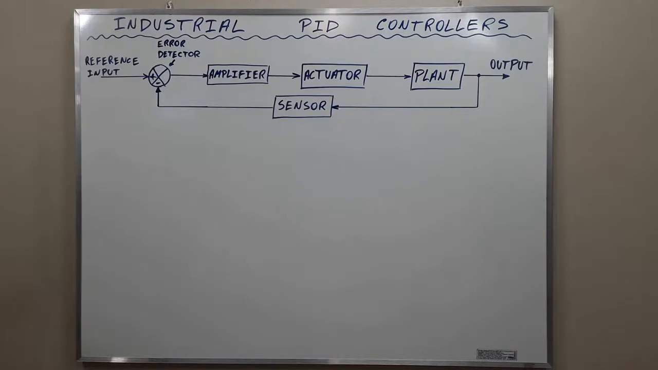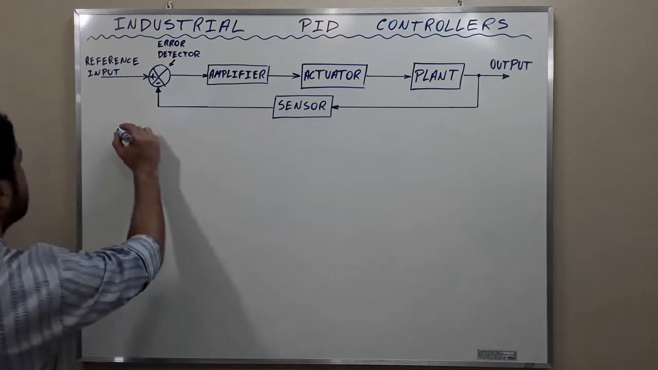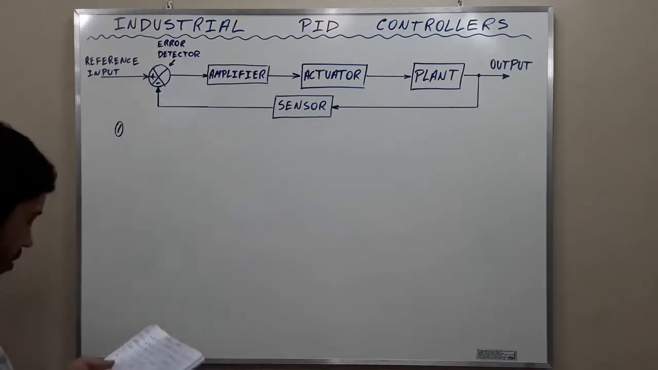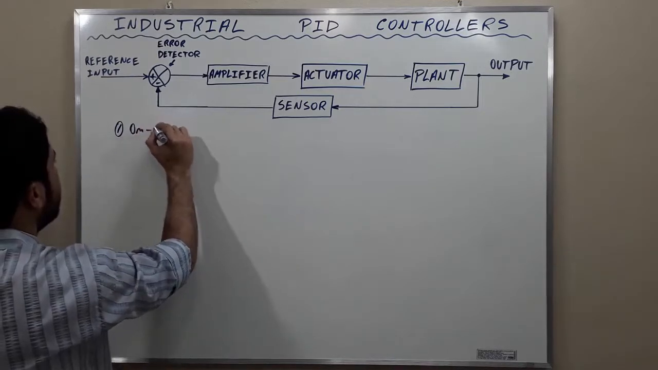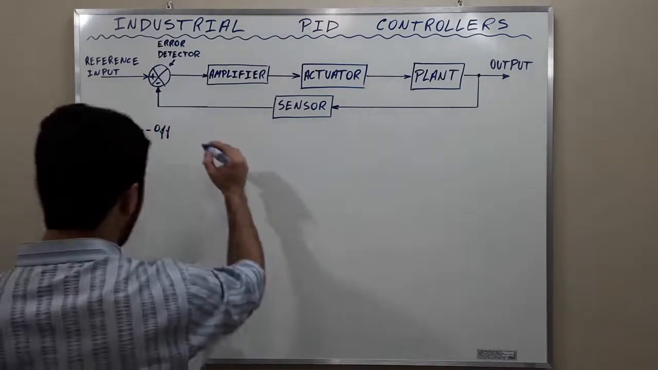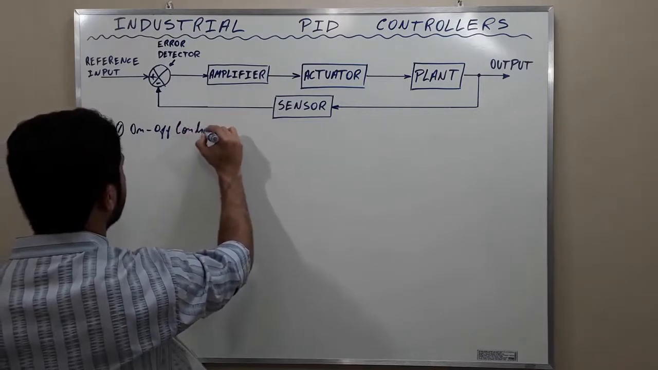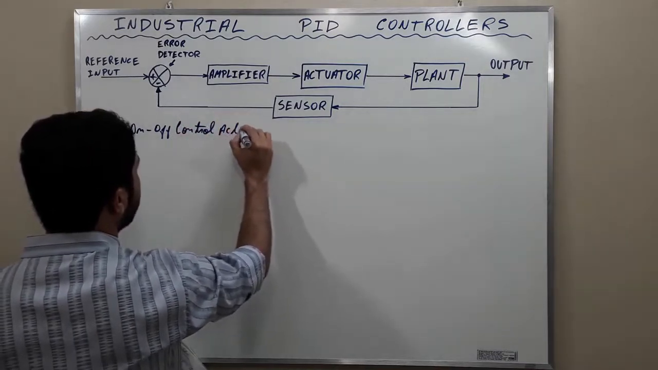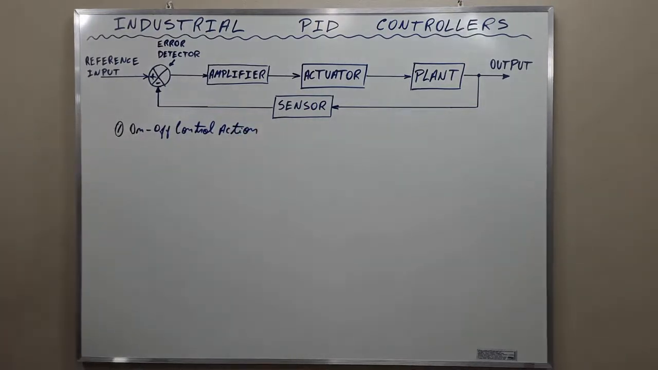Now let's consider the different types of control actions. Number 1, two position or on-off control action. The actuating element has only 2 fixed positions, on and off. On-off control is simple and inexpensive and widely used in industrial and domestic control systems.